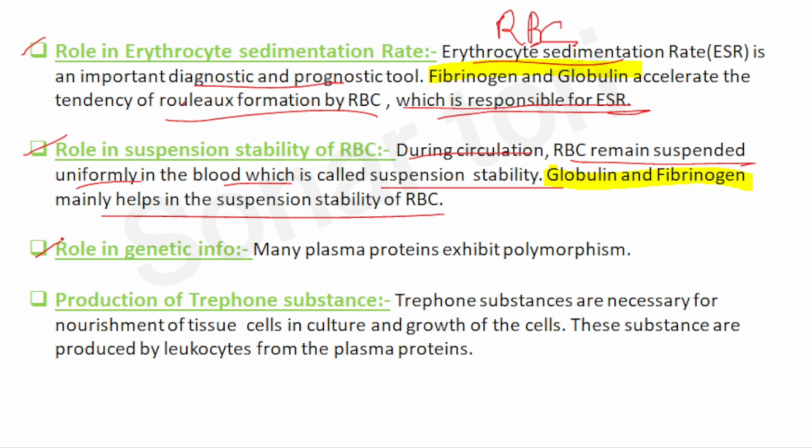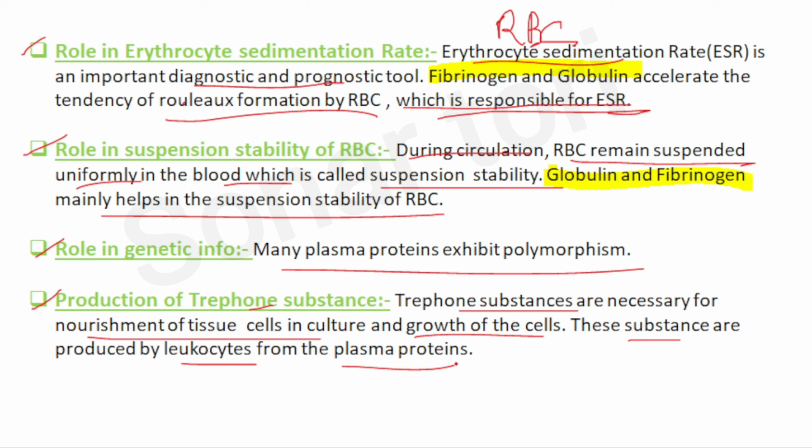Then the role in genetic information. Many plasma proteins exhibit polymorphism. Then the production of trephone substance. Trephone substances are necessary for nourishment of tissue cells in culture and growth of the cells. These substances are produced by the leukocytes from the plasma protein.